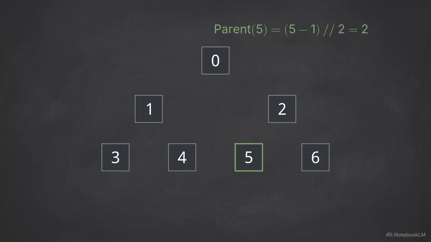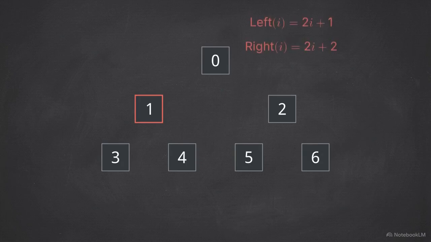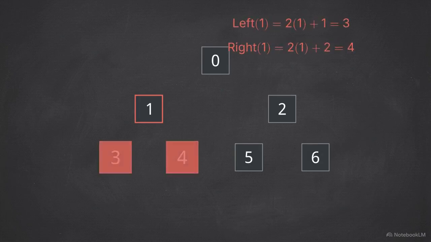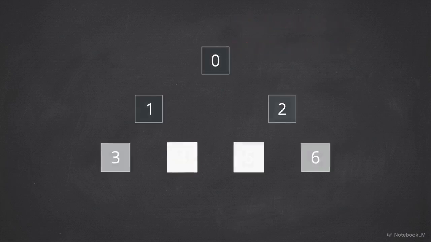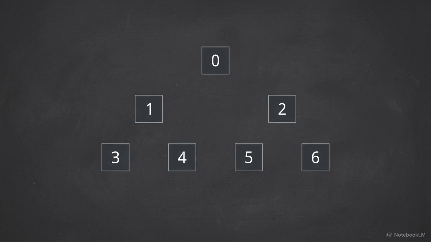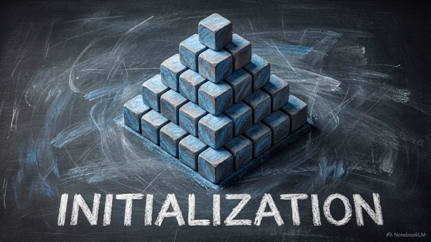The script calculates a node's parent with the formula I-1 floor divided by 2. It locates the left child at 2 times I plus 1 and the right child at 2 times I plus 2. The execution phase happens in 2 steps.